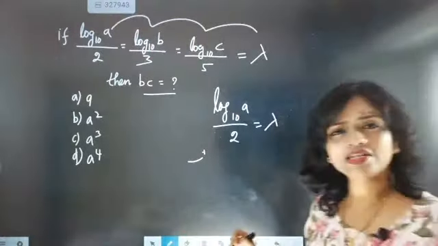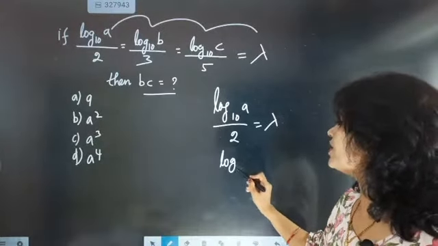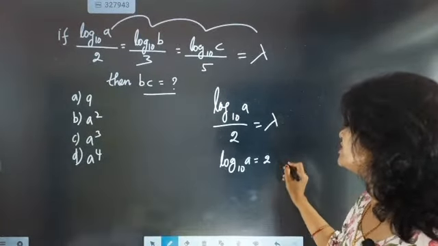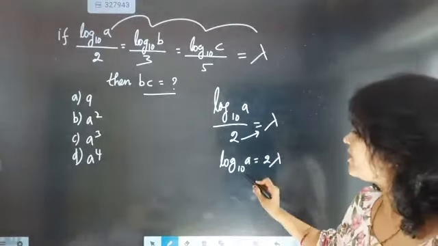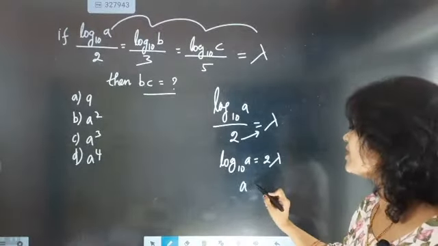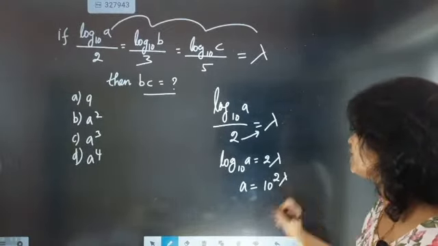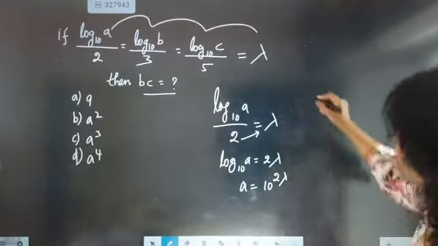Right now I told you one property, but we will use that property only in one case, when 2 lambda is coming. So first I shifted this 2 to the lambda side, so now 2 lambda is there. Now we shift the log base 10, so it will become a is equal to 10 to the power 2 lambda. That's it. A is coming as 10 to the power 2 lambda.